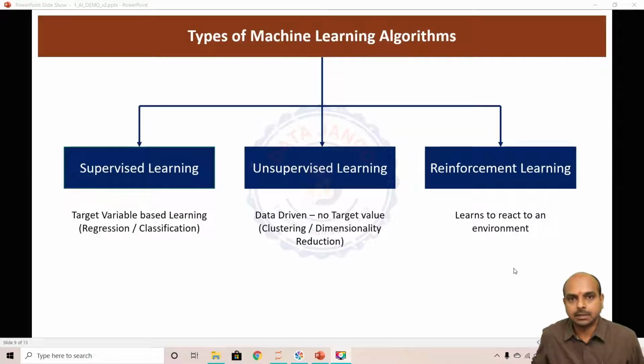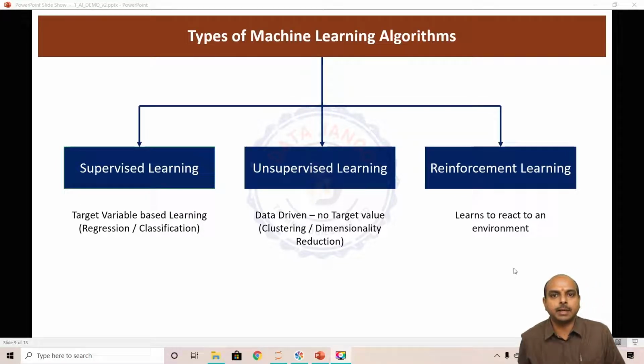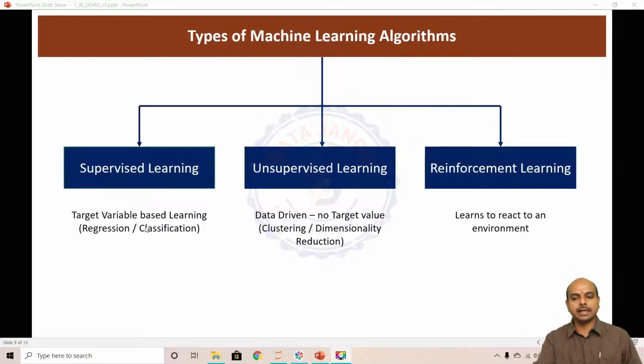Hello and welcome back. Let us try to understand different types of machine learning algorithms. There are three kinds: supervised, unsupervised, and reinforcement. The supervised learning algorithms will understand the patterns based on a target variable.